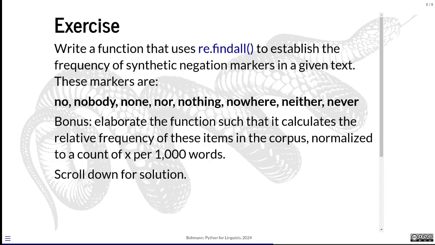And as a bonus, you can elaborate the function so that it calculates not the absolute frequency, but the relative frequency of all these combined, normalized to instances per 1,000 words. That's cosmetic. Well, it's not really only cosmetic, because it will ensure comparability for texts of various lengths fed into your function. Otherwise, you'll be comparing apples with oranges. There's a solution. This is something you can do though.